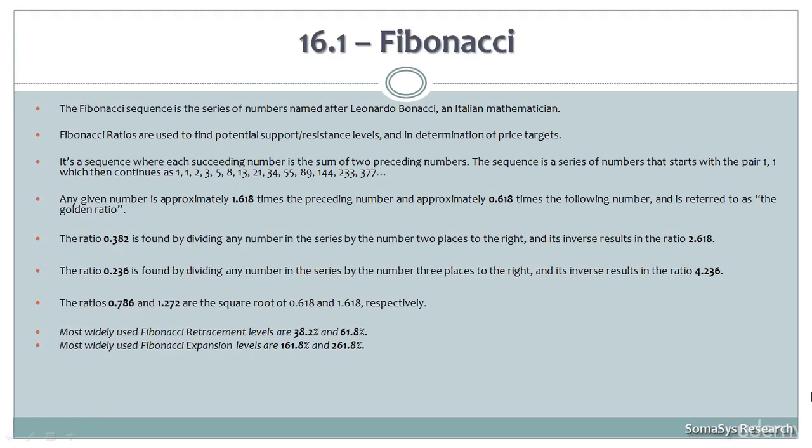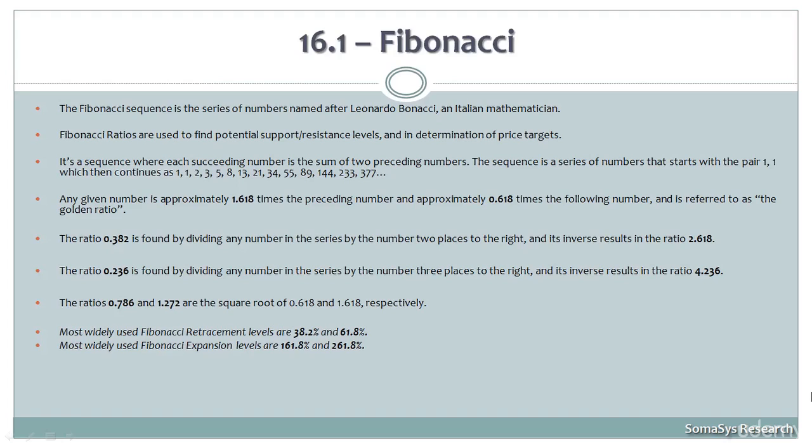Again, barring the first few numbers, the ratio 0.382 is found by dividing any number in the series by the number two places to the right, and its inverse results in the ratio 2.618. Again, barring the first few numbers, the ratio 0.236 is found by dividing any number in the series by the number three places to the right, and its inverse results in the ratio 4.236.